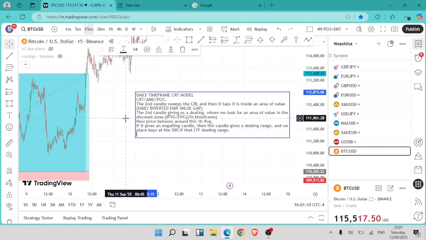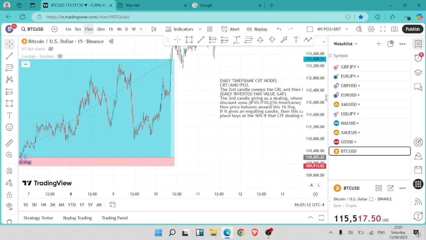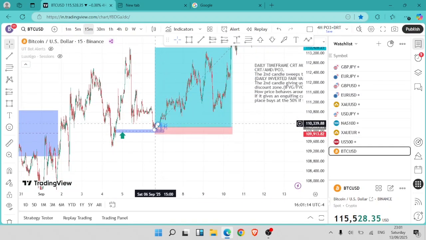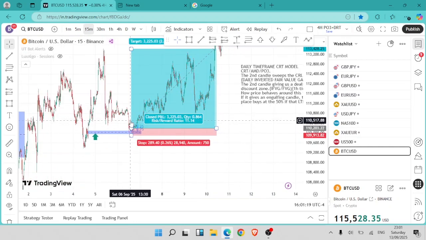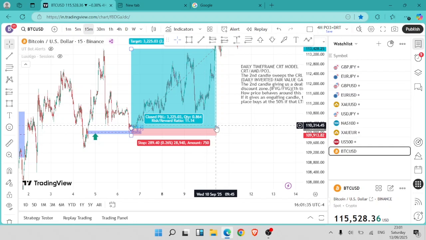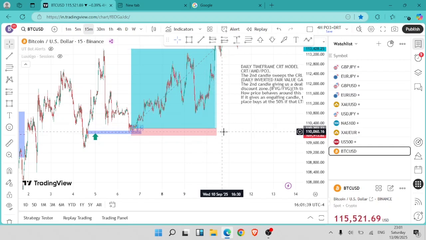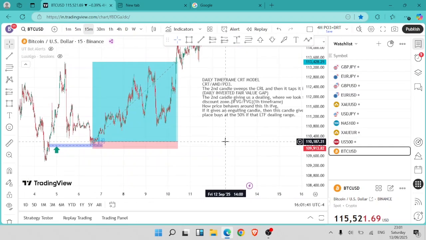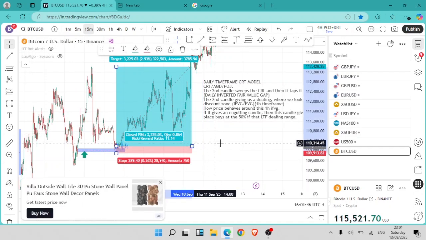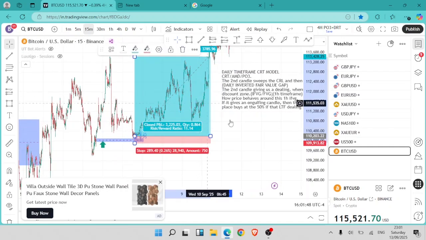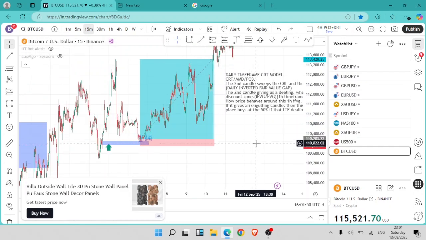So that is what happened with Bitcoin, and this was a swing trade, holding it for 3 days until you take your profits. Actually, it was Saturday, Sunday, Monday, Tuesday, Wednesday. So those are actually 5 days of holding a trade, and you can see it gave a very good return of 11.14 risk to reward ratio.